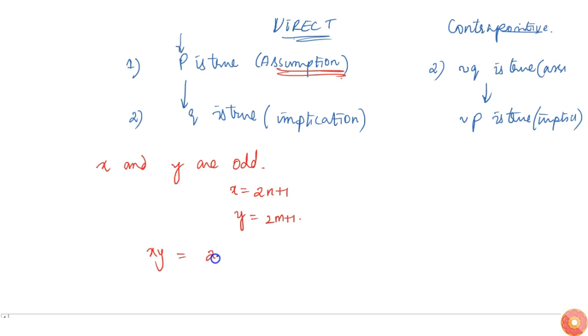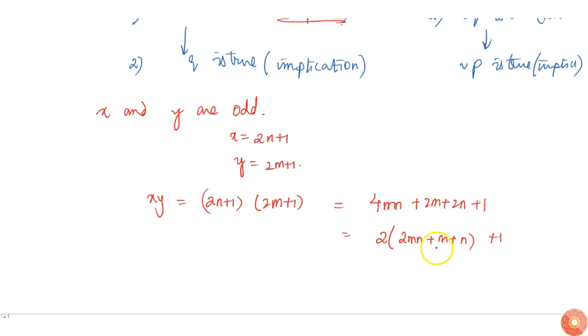So xy will be equal to (2n plus 1) into (2m plus 1). That is equal to 4mn plus 2m plus 2n plus 1. I am just multiplying (a plus b) into (c plus d). From here I can take 2 common. This will become 2(2mn plus m plus n) plus 1. If I say this whole thing in brackets is equal to some small t, this will become 2t plus 1. Therefore this is the form of an odd number. Therefore xy is also odd.